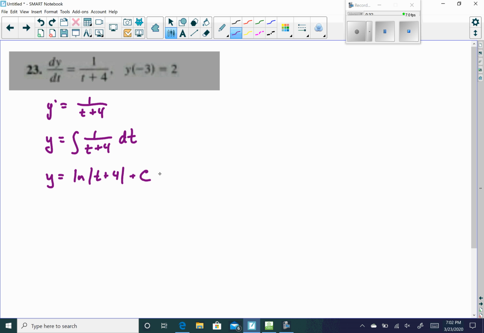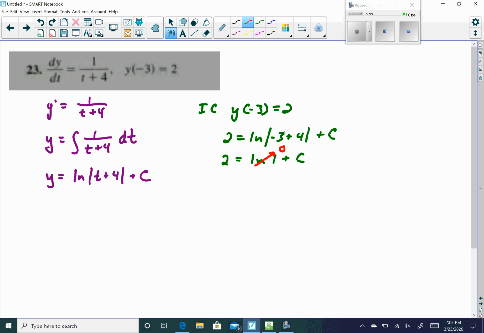And then using our initial condition of y of negative 3 is equal to 2, we would have 2 is equal to the natural log of the absolute value of negative 3 plus 4, plus c. So we get the natural log of just 1 plus c. Natural log of 1 is just 0. So then c is equal to 2. And then our solution here is y equals the natural log of the absolute value of t plus 4 plus 2. So again, this is our specific solution.